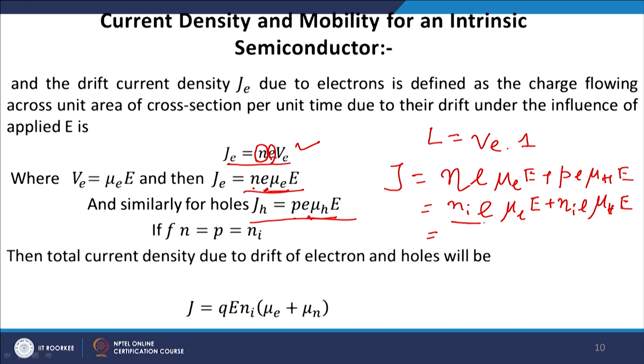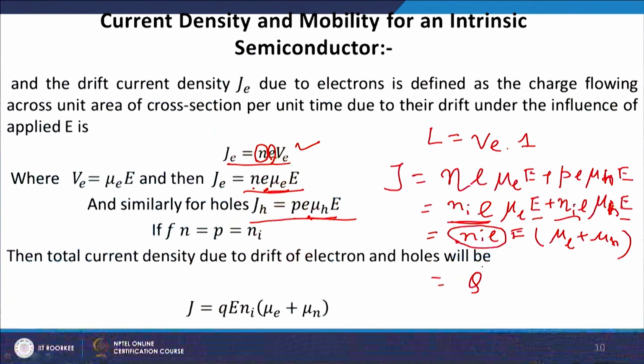Now, what is ni times e? That is the intrinsic carrier concentration times the charge. So, that is the total charge. Both of these expressions have ni times e, so I can take ni times e as common, and I can also take the electric field as common. So, what is left inside the bracket is mu e plus mu h. This is a capital H, you can also write it as a small h, let us change it to small h for consistency, where h stands for hole.